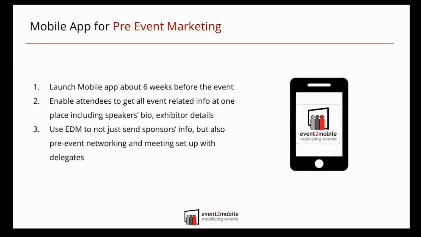Look at all the speaker bios, exhibitor details, chart out their itinerary, personalize their itinerary, start networking with users. Don't just use your EDM to send sponsor info, but also help people find pre-event networking options through these EDM marketing emails that you're sending out. Tell them how they can get more value out of their event: download the app, use this to network, use this to set meetings up with other delegates. Those are the kind of things that will get people engaged in advance with the event. And I think having a good mobile app can really revolutionize and transform your overall attendee experience, even a long time before they're actually at the event.